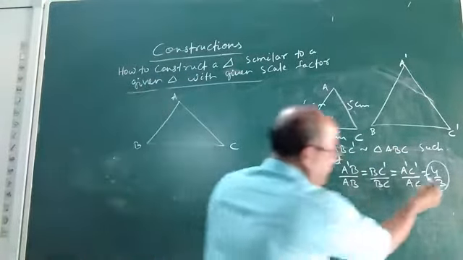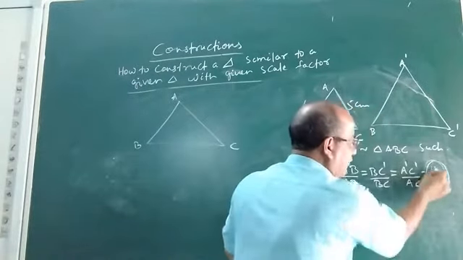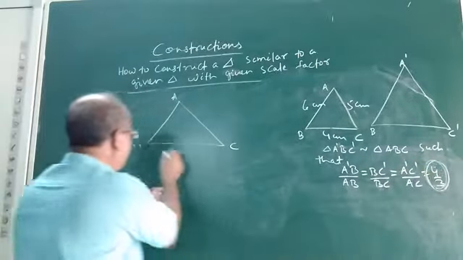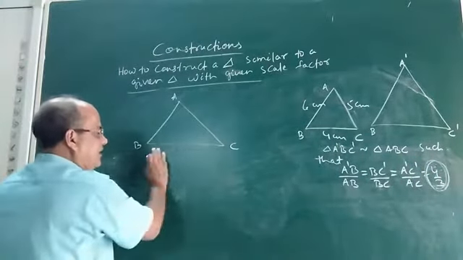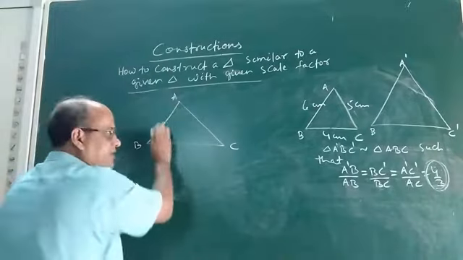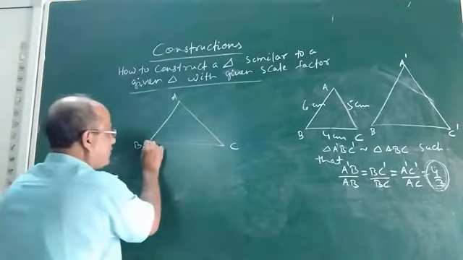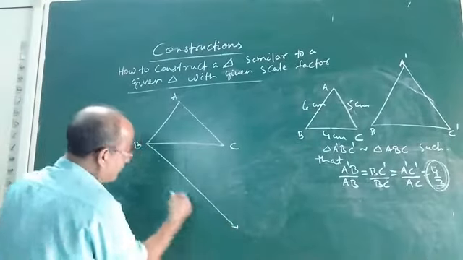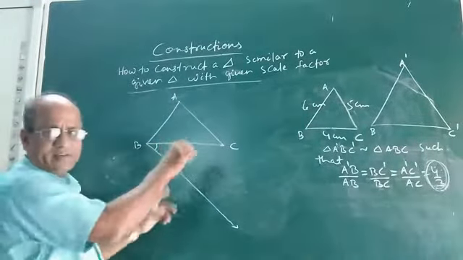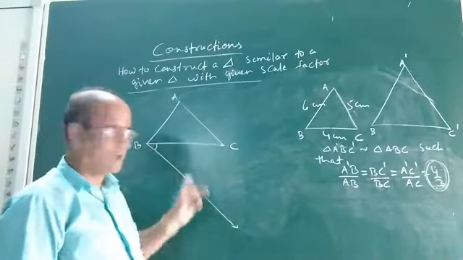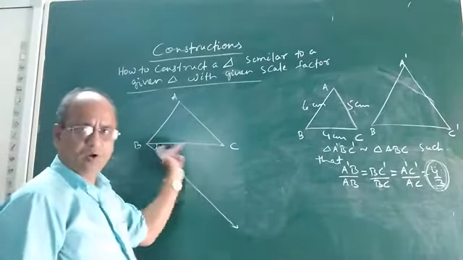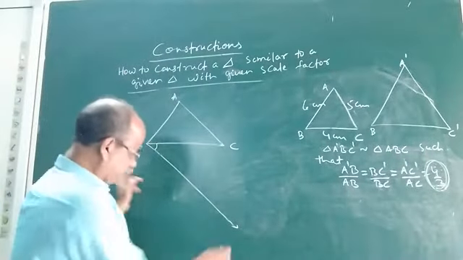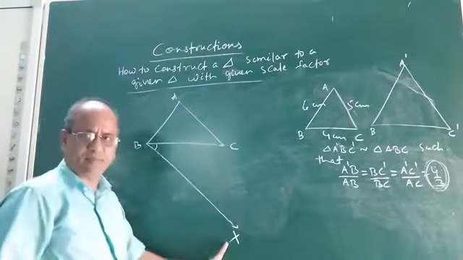You see, the scale factor is 4 by 3. Out of this ratio 4 by 3, which one is greater? 4 is greater. So what you will do? Take any one side of this triangle as the base, either BC, AB or AC. Suppose let us take BC as the base. Below the baseline BC, draw any acute angle, say 60 degrees at the vertex B, and suppose this is your ray BX.